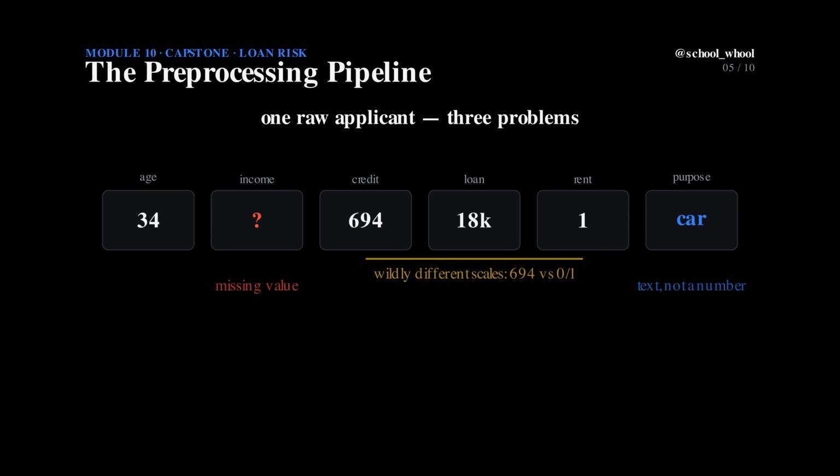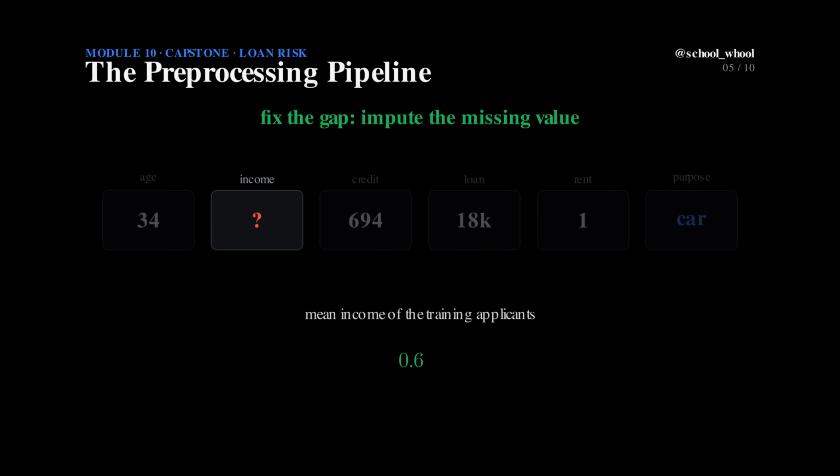We fix the gap first. This is called imputation, filling a missing value with a sensible stand-in. For a number like income, the usual choice is the average. We compute the mean income from the training applicants, about 55,000, and drop it into the empty cell. The gap is gone. Notice, that average comes from the training data only. Hold that thought. It matters a lot later.